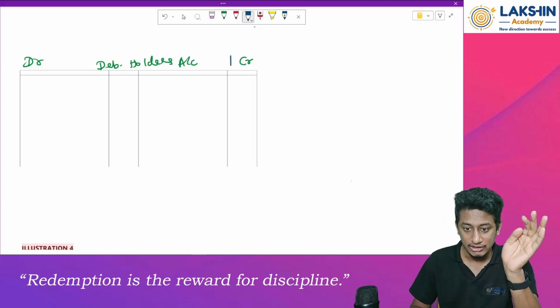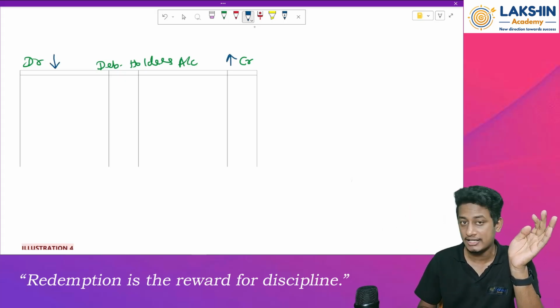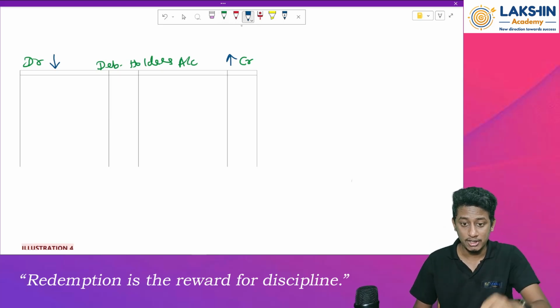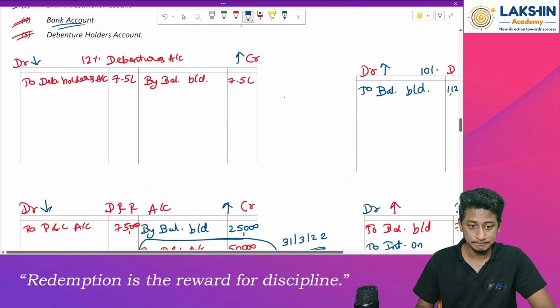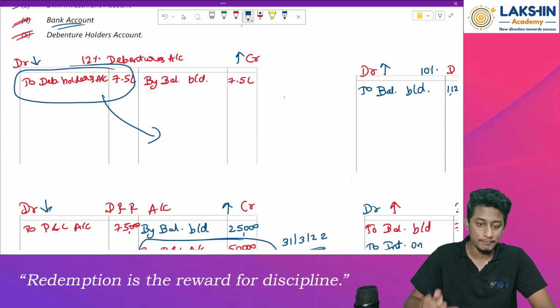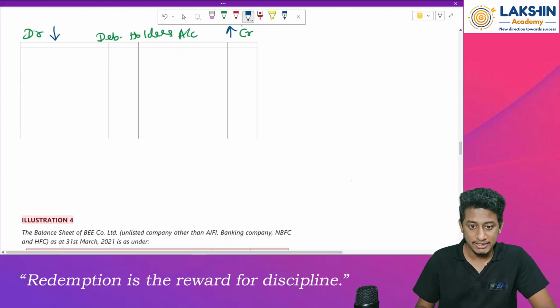So any entry on the credit side will increase the balance, any entry on the debit side will decrease the balance. So because of that, now how to pass the entry? Do they have an opening balance? No. First entry will be what? First entry will be from here. This entry will be transferred to the credit side, right? To increase the balance payable to them. So what? To 12% debentures, right?